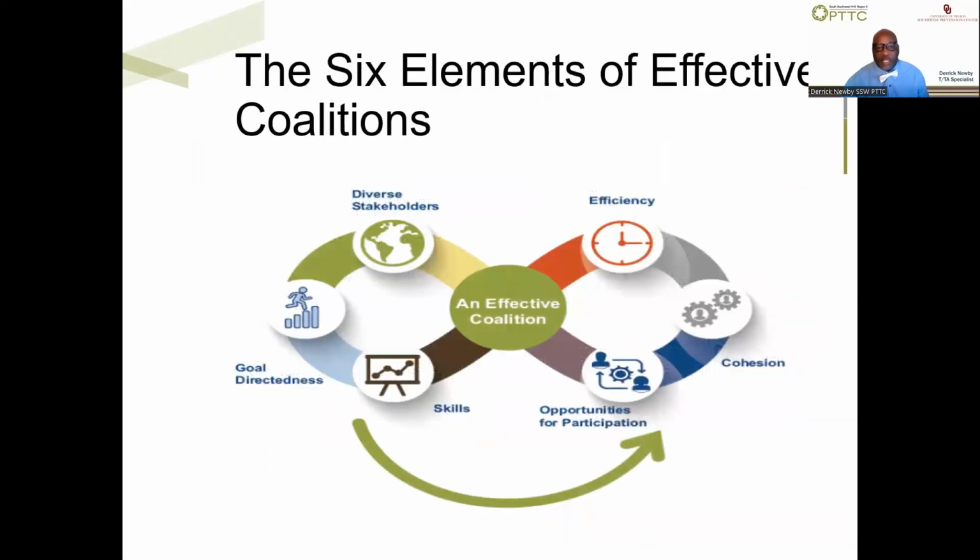With that said, let me tell you about a great new resource that's available from the PTTC. It's called the 6 Elements of Effective Coalitions Resource Toolkit. We're going to discuss these elements in this series, and I need you to pause the video and download the document. Enter the web address pttcnetwork.org and then search for the toolkit. Once you find it, select resources and download the document.